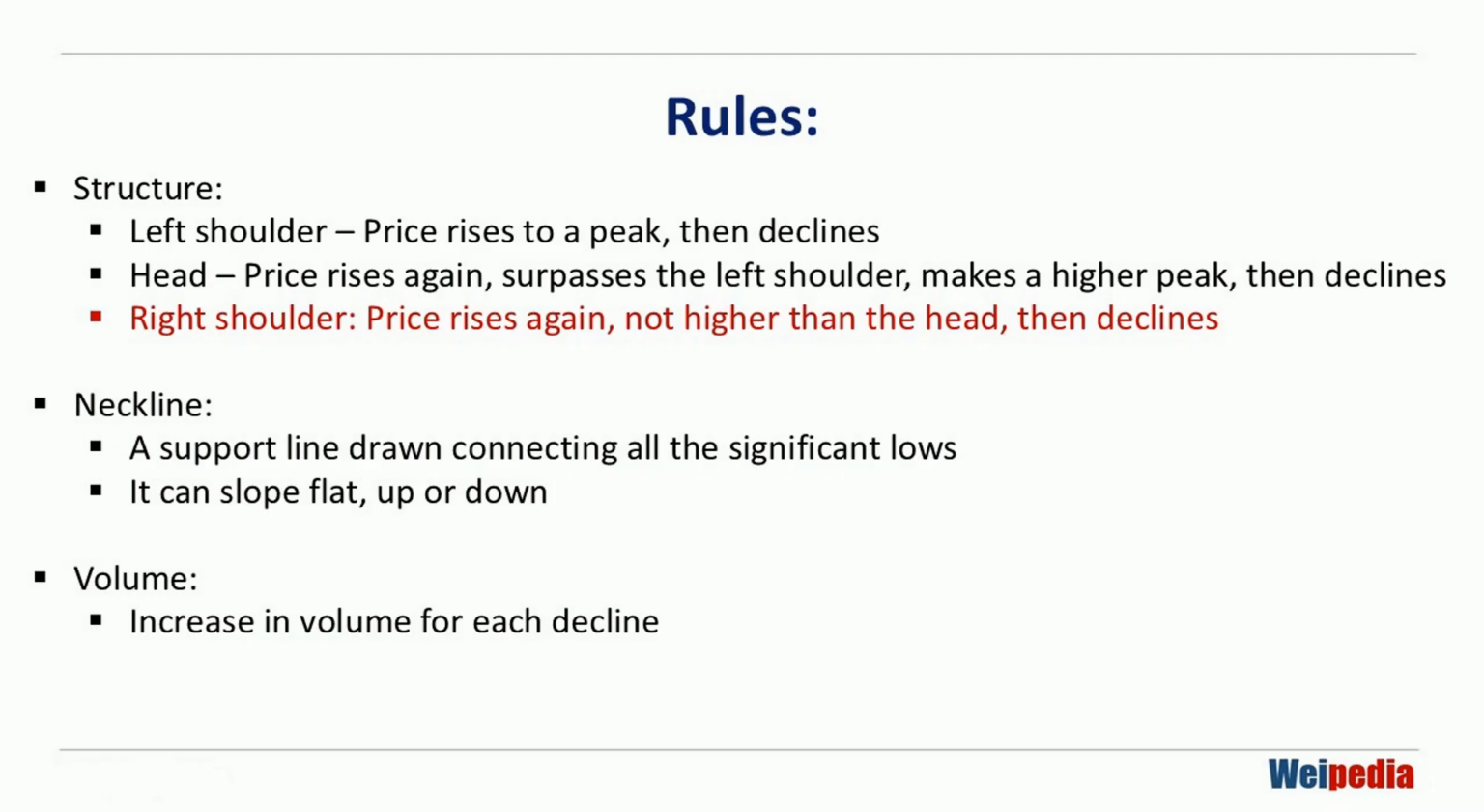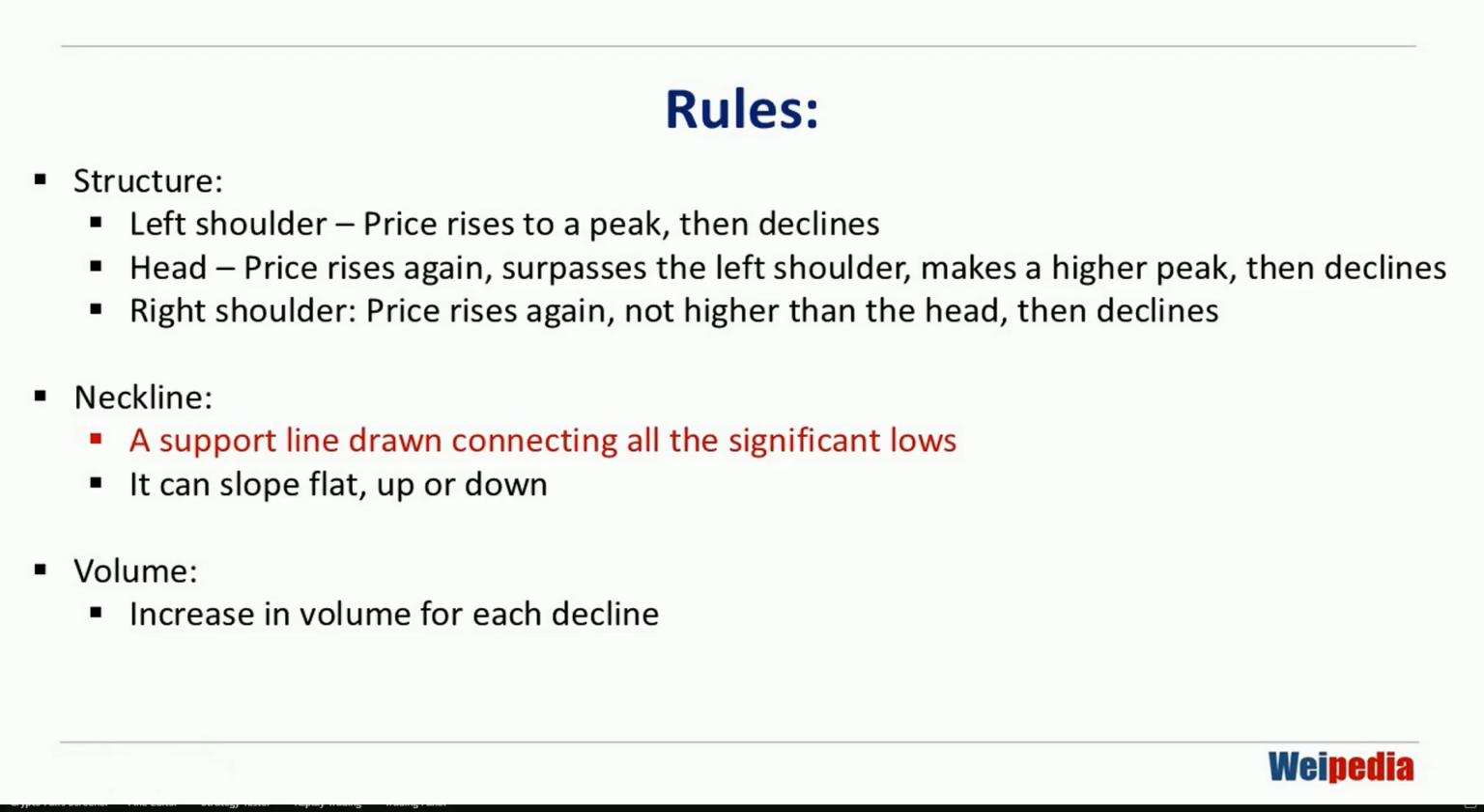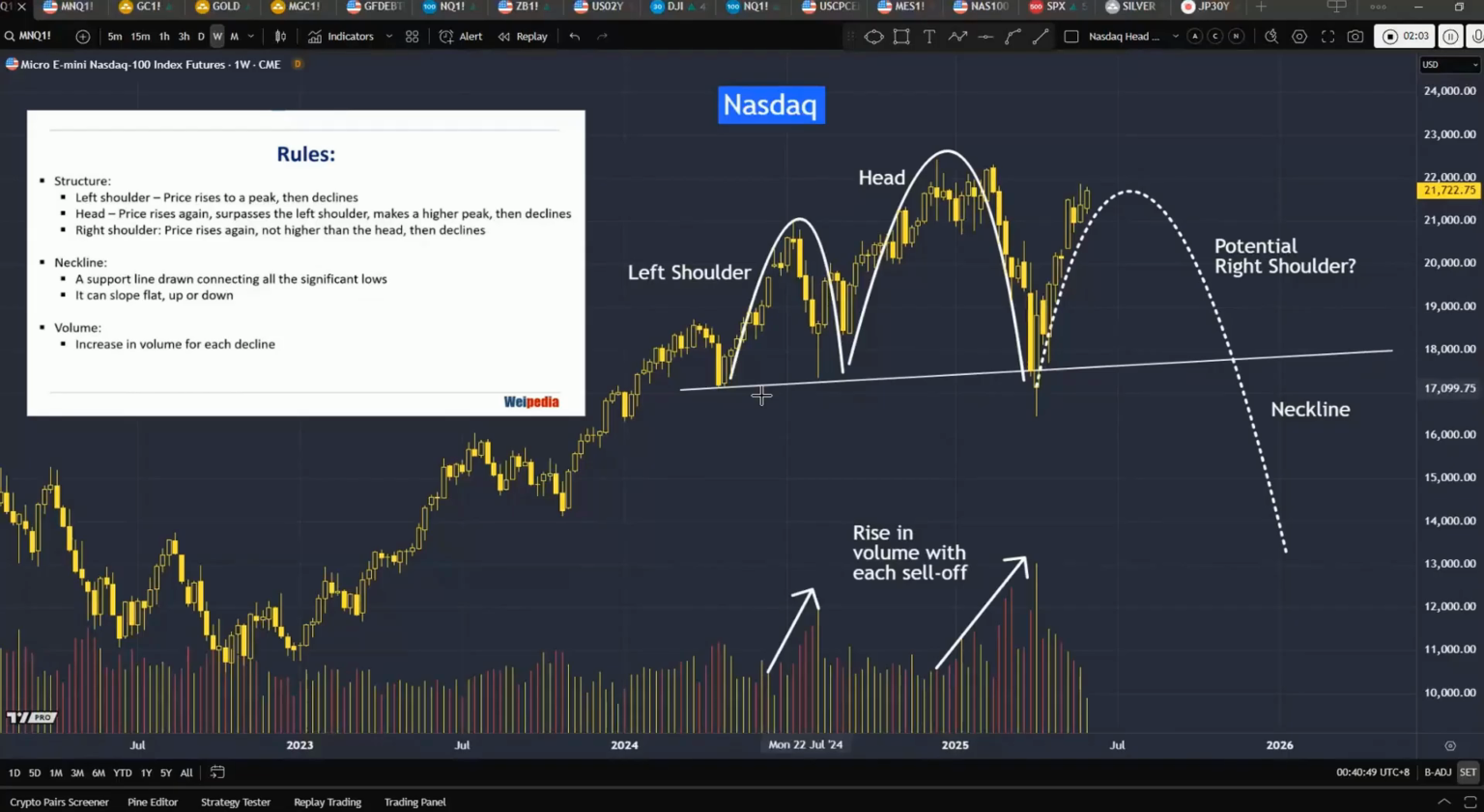The price rises again, and we're not sure what will be next. But if it does not break above the highest peak and it starts to decline, it could potentially be heading towards the formation of the head and shoulder. And the neckline is crucial, and we have to draw a support line connecting all these significant lows.